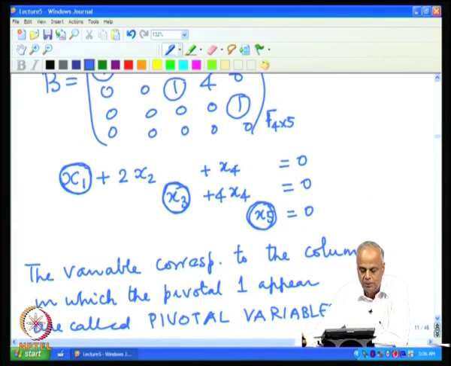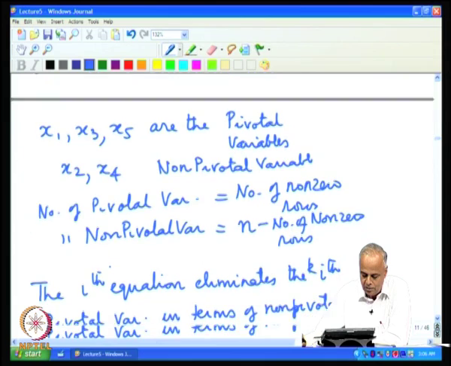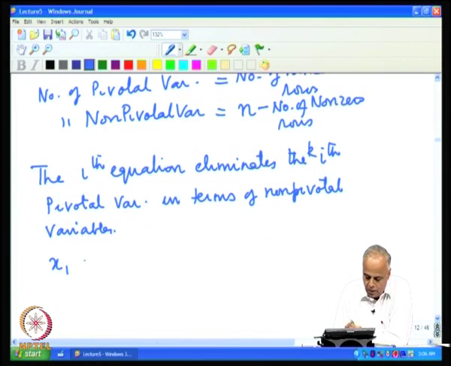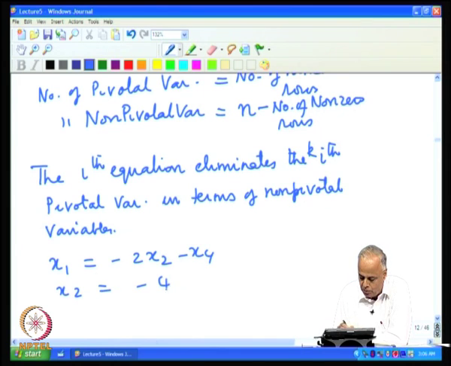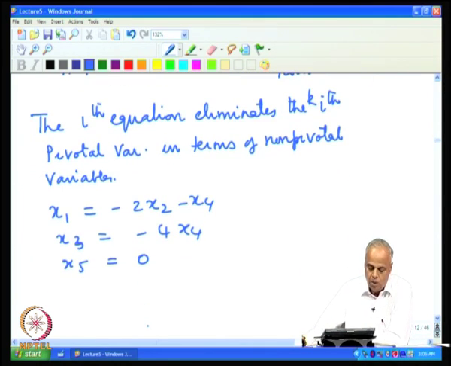The first equation gives us x1 as minus 2x2 minus x4, x3 as minus x4 and x5 is 0. So, we have x1 equal to minus 2x2 minus x4, x3 equal to minus x4 and x5 equal to 0. Now, whatever values we choose for the non-pivotal variables x2 and x4, as long as we choose x1, x3 and x5 as per this rule, then the system is going to be satisfied.